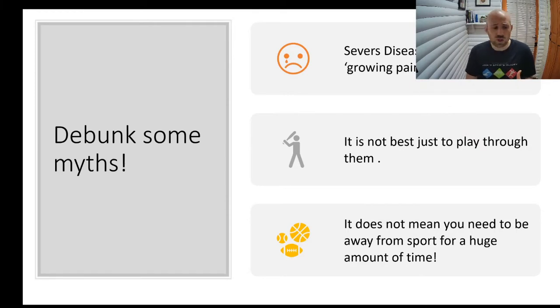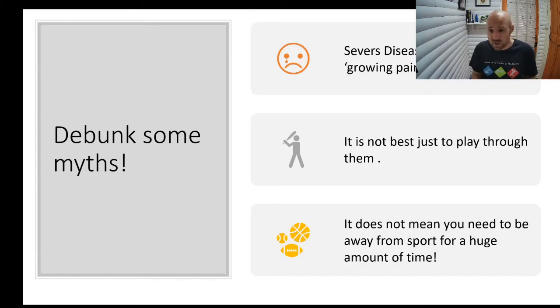So what I want to do is just debunk some myths for you. Sorry, I realise I'm covering up that top one, but the first one there is that Sever's disease is not just growing pains. I want to talk about this because I hear it all the time. Even parents admit to me, they say, I just thought it was growing pains. We have this term out there, but I actually hate this term. I think that it doesn't give respect to the condition and to your child.